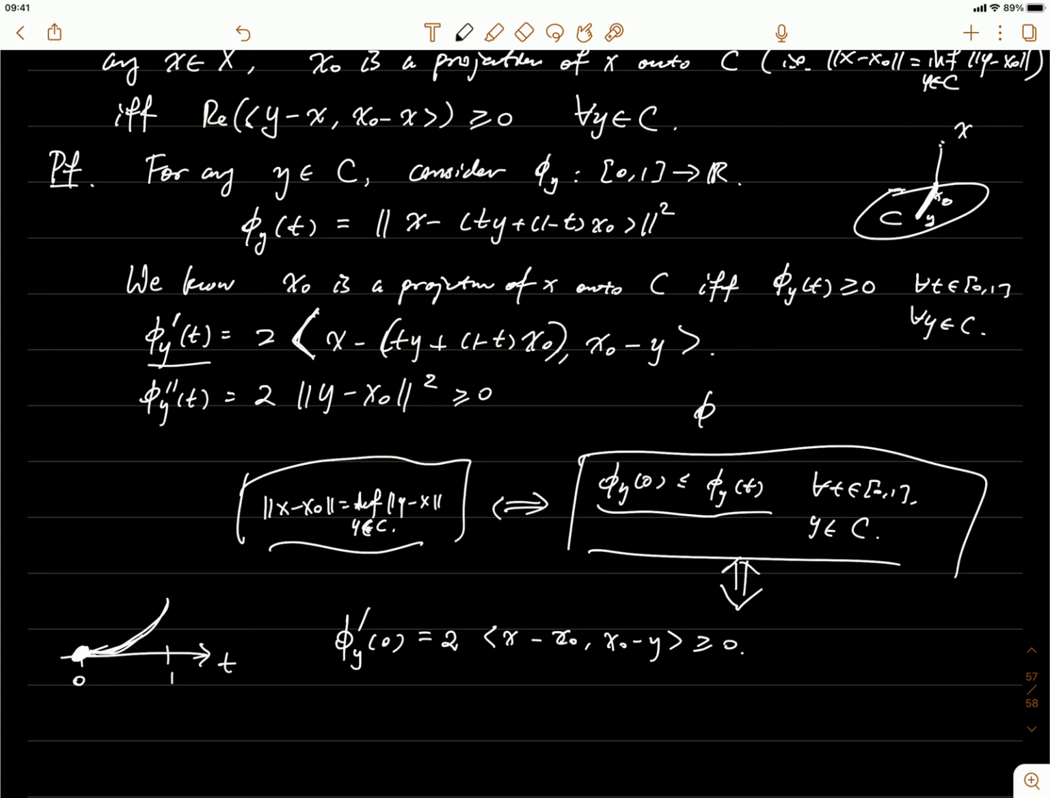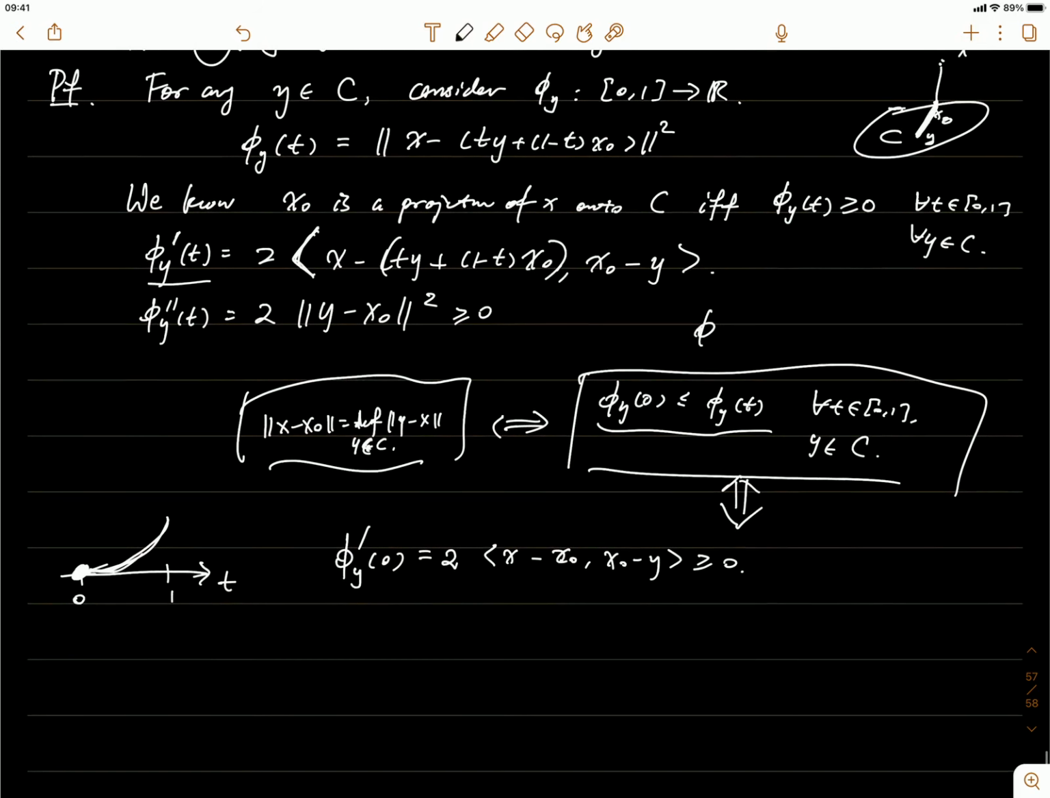Sorry, I should have this as y minus x naught. Yes, I should have that, so we'll have this greater than or equal to 0. So this is if it's real, then I don't really have this real part. I know that taking the real part of this will give this.